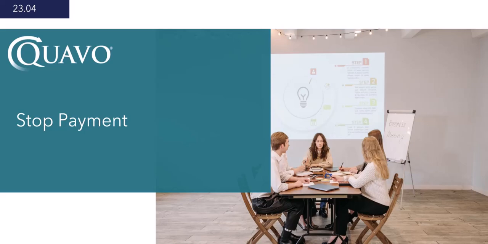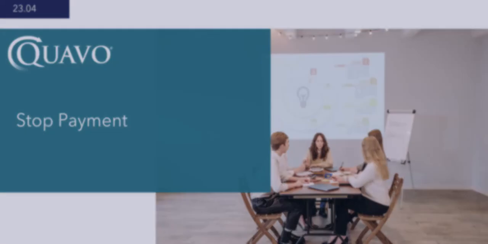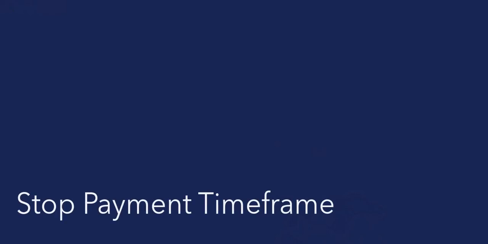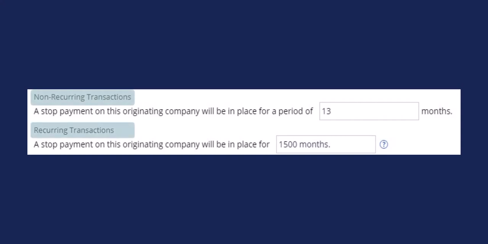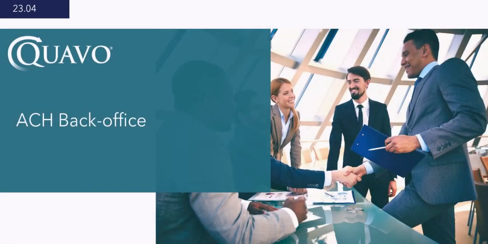We've made improvements to the stop payment component of the intake process. Clients can determine how long the stop payment will be active. Clients can select different time periods based on whether the transaction was non-recurring or recurring. This applies only to revoked claims. That concludes changes made to the ACH claim intake process.